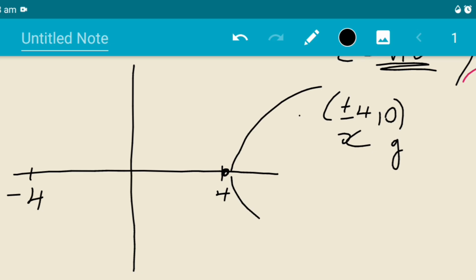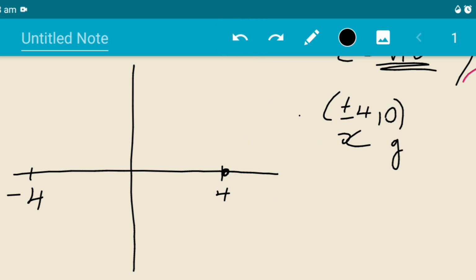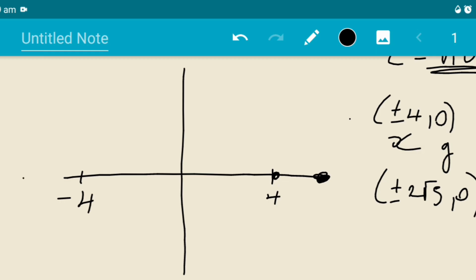But let me not start drawing it because we don't know how wide it is. It can be like so, it can be like that, who knows? So far we've done that. Then we've been told the foci are located at plus minus 2 root of 5 comma 0. Okay, so that would be somewhere here. Hold on, no, yeah, that would be somewhere here. That's the focus.